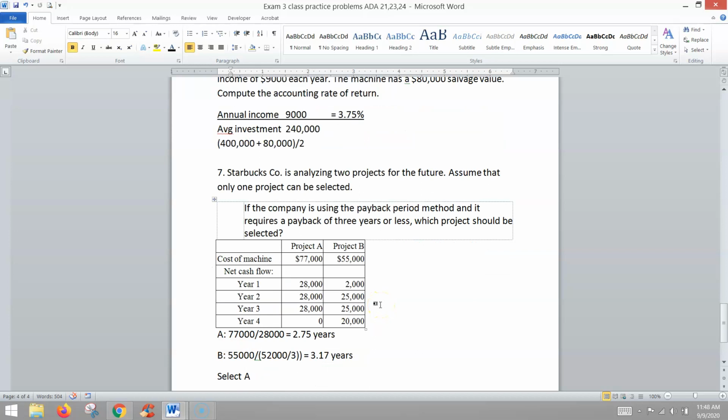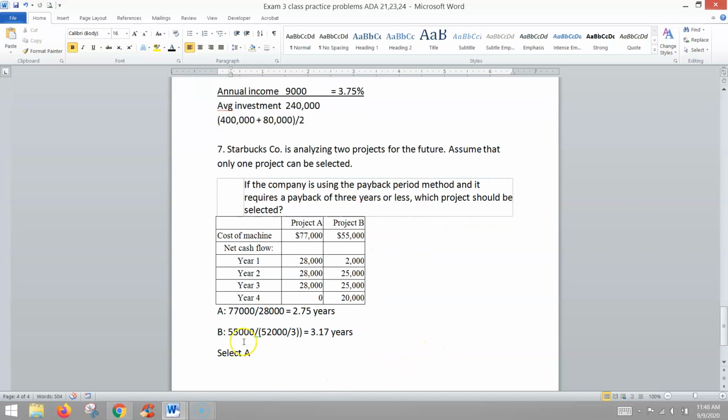And the last question: Starbucks company is analyzing two products or projects for the future. Assume that only one project can be selected. The company uses the payback period method for its determination, and it requires a payback of 3 years or less. So it's asking which project would be selected. We have projects A and B, the cost of the machines, and then the net cash flow. We take the cost divided by the annual net cash flow. For A, it's going to be 2.75 years, so it definitely meets the less than 3-year criteria.